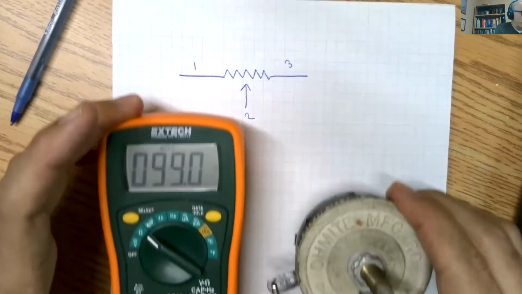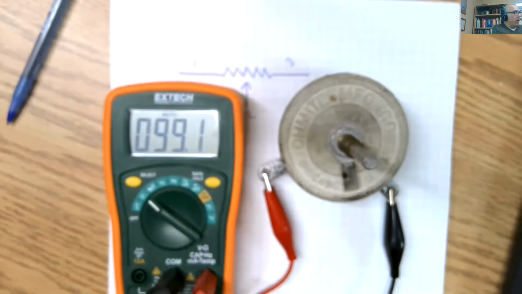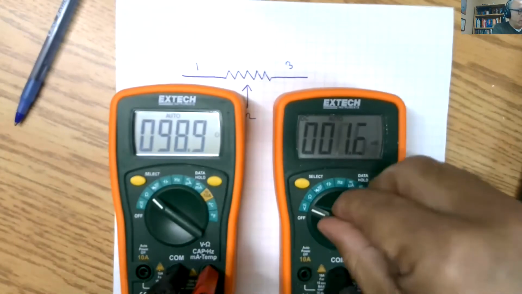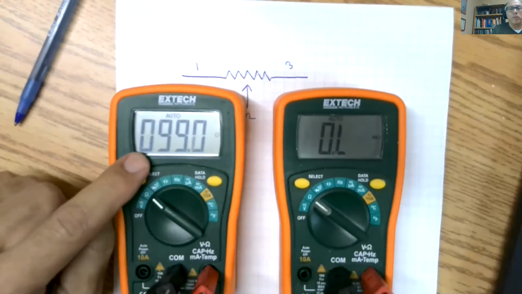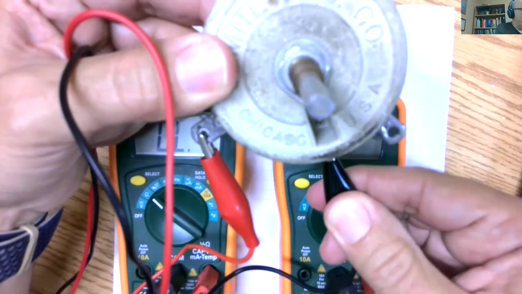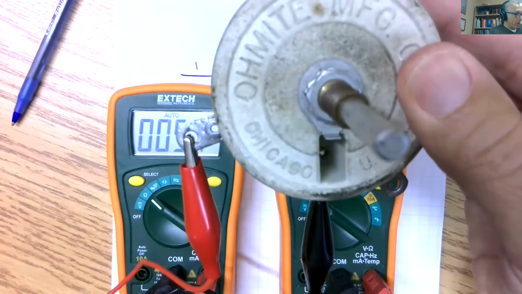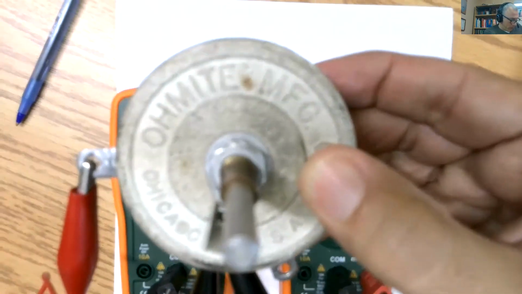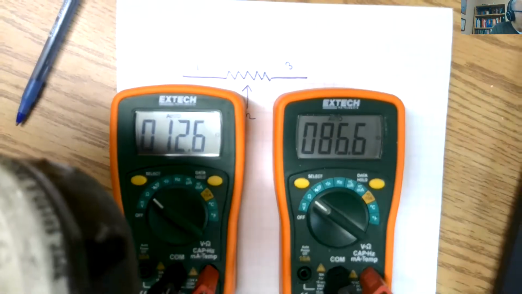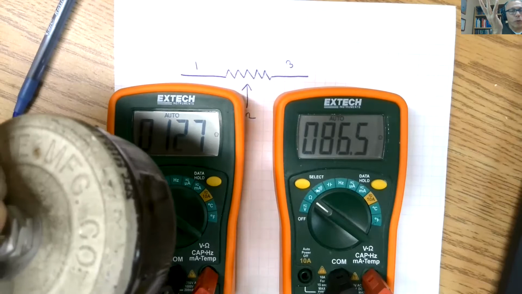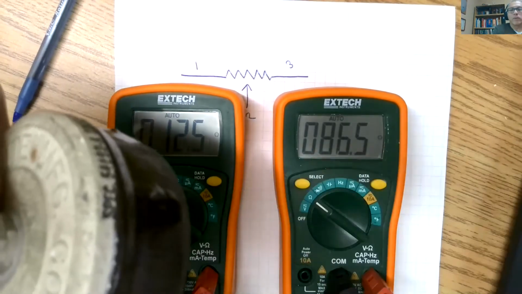So what we're going to do here is bring another ohm meter onto the scene to measure resistance. We have 100 ohms approximately between the two. So I'm going to measure pins 1 to 2 with one ohm meter, and with the other ohm meter, I'm going to measure pins 2 to 3. So what we have is 12.6 plus 86.6. So we're up in the 98 range. These will always add up to close to 100.